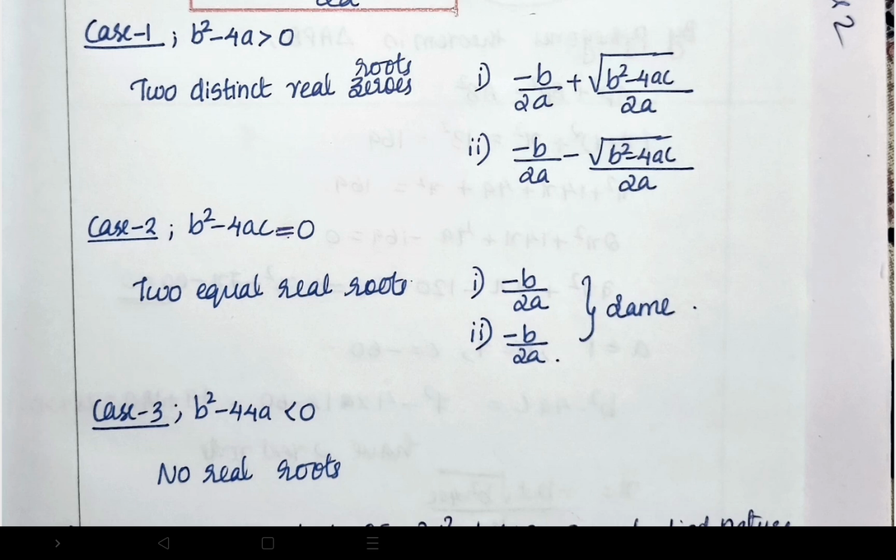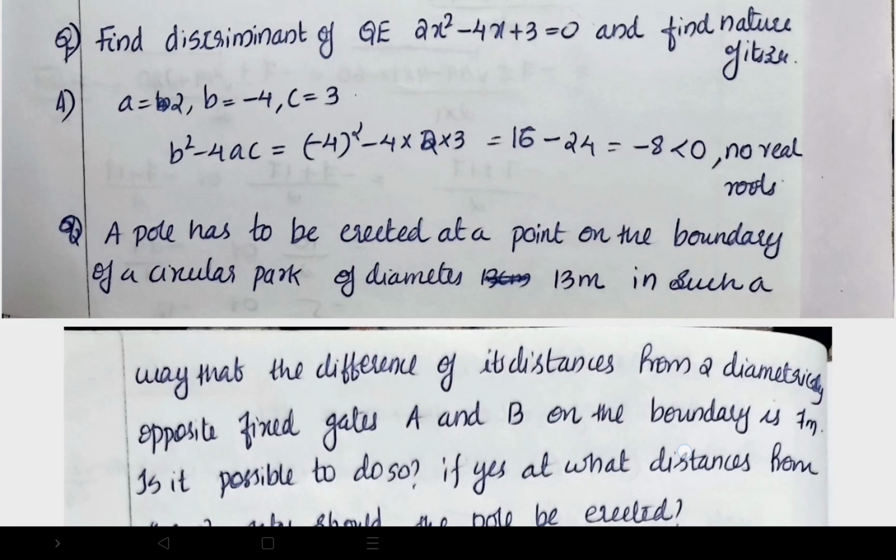As the third case, there arises b square minus 4ac less than 0. That means there are no real roots when it is less than 0. Let's apply these results in some questions. Find the discriminant of the quadratic equation 2x square minus 4x plus 3 equal to 0, and find the nature of its zeros. Then a equal to 2, b equal to minus 4, c equal to 3.